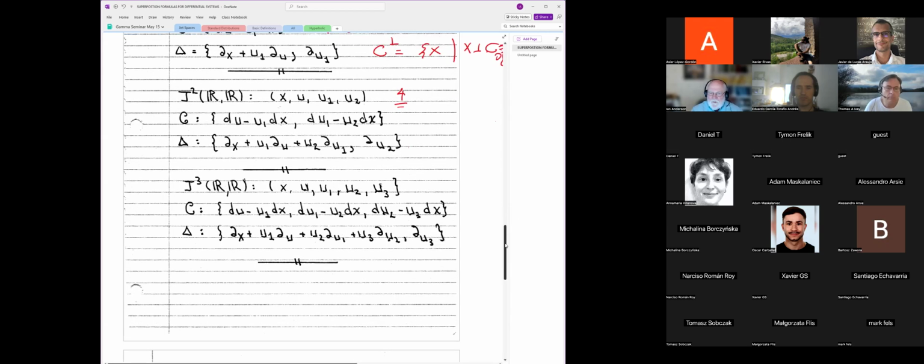One more. Here's J3. This is a 5-manifold. Okay, and its contact system on J3 consists of 3 forms, and the annihilating distribution, the contact distribution, is this total vector field here, and one more vector partial x3. So one of the things I've learned over working on this a long time, this is the form version of jet space, and this is the distribution version of jet space.